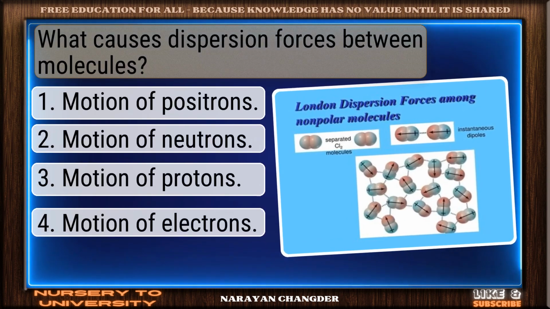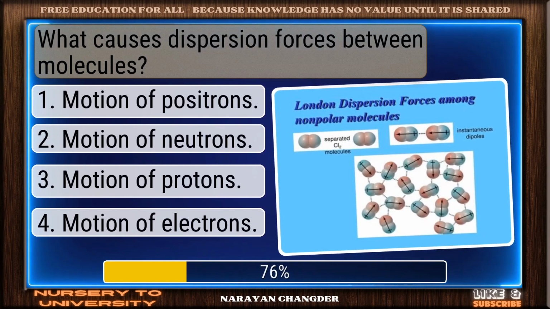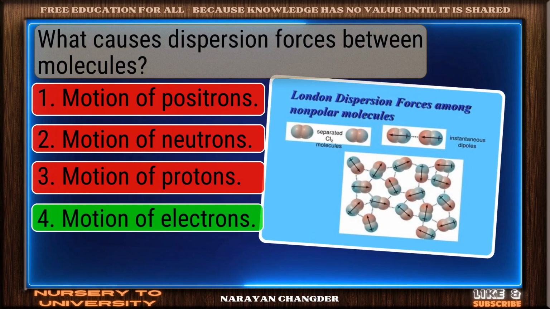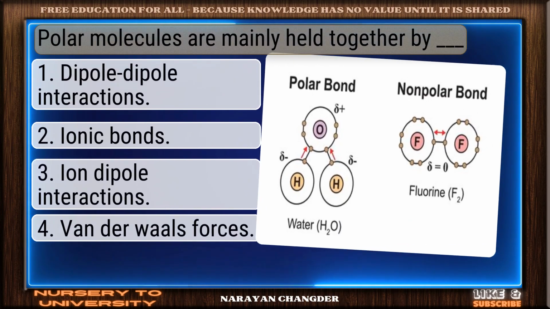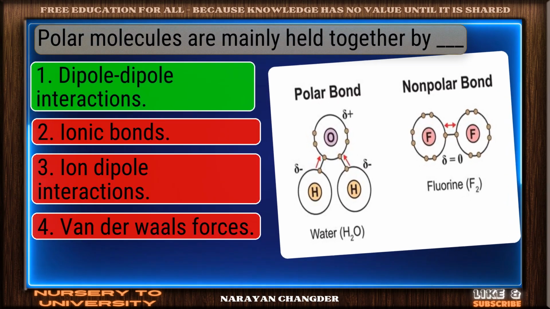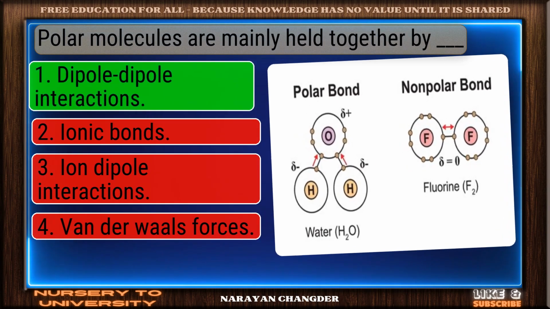What causes dispersion forces between molecules? Nice work. You chose motion of electrons, and it is correct. Polar molecules are mainly held together by dash. Well picked. Dipole-dipole interactions is the correct answer.